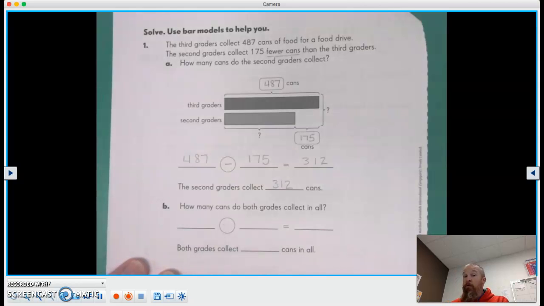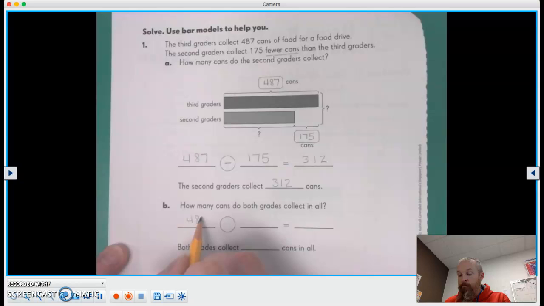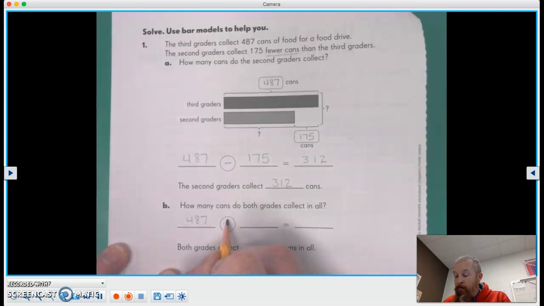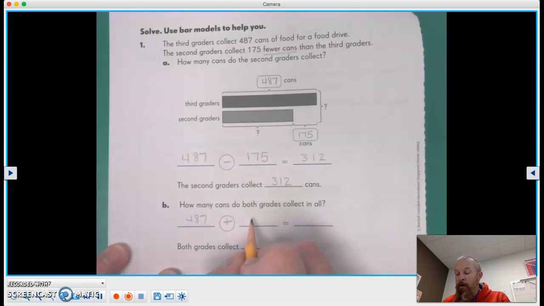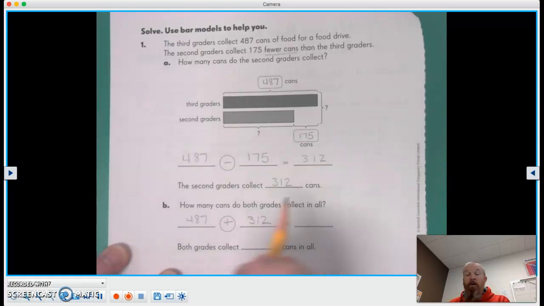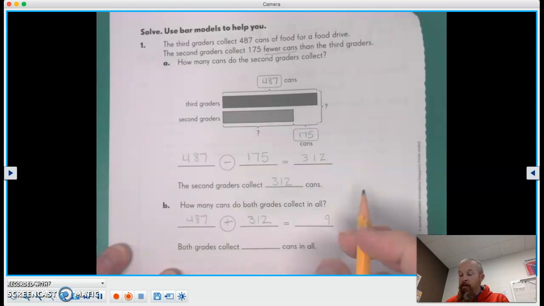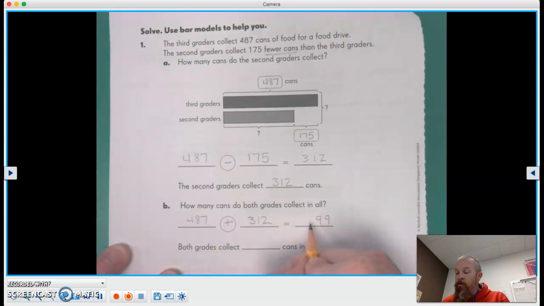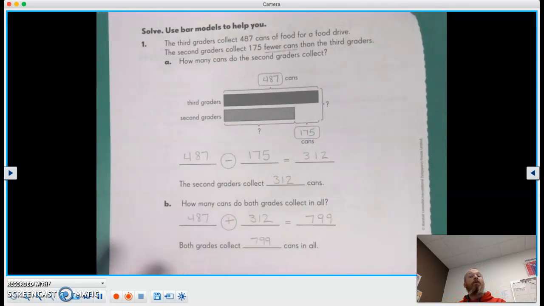All right. How many cans do both grades collect in all? Well, we know third graders collect 487. And it's asking us how many they both collect in all. That means we're going to add these two together. And we know now that the second graders collect 312. So how many do they collect in all? Let's add those together. So 7 and 2 is 9. 8 and 1 is 9. And 4 and 3 is 7. So both grades collect 799 cans in all. Very good.